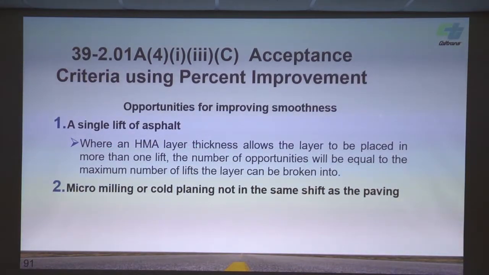So it says where an HMA layer thickness allows the layer to be placed in more than 1 lift, the number of opportunities will be equal to the maximum number of lifts the layer can be broken up into, not what the contractor decides to break up the layer into. So, it's rare that we're going to see a job with 3/10 of HMA. But if you do, and the contractor decides to use 3/4, or if you write a change order and say, I don't want to use 1/2 inch, I want 3/4, now you're changing the character of the work, but it's going to be 1 opportunity.